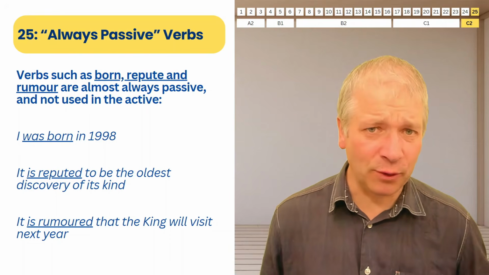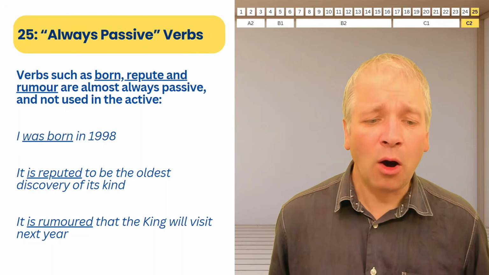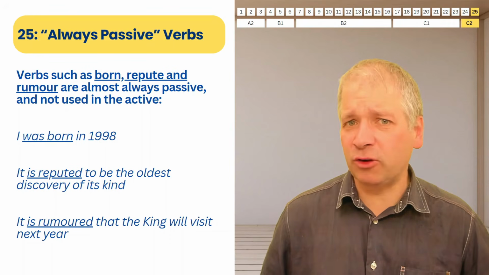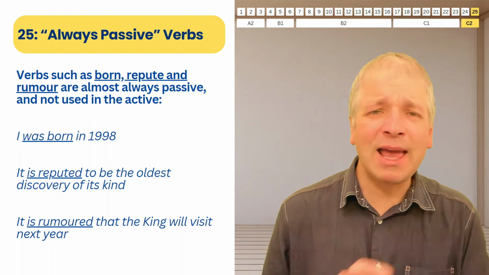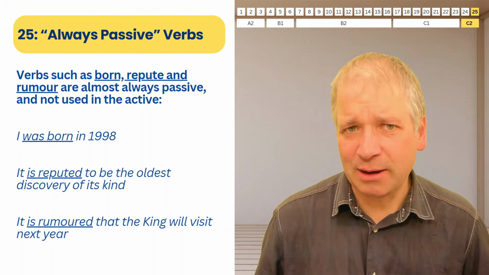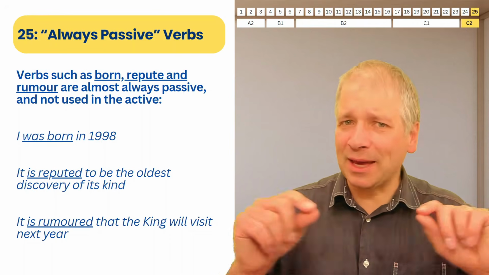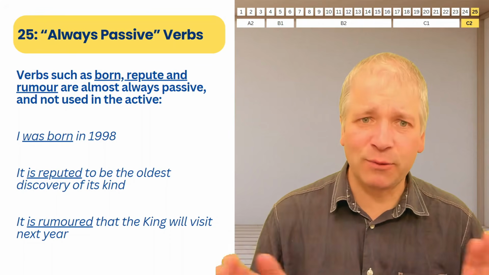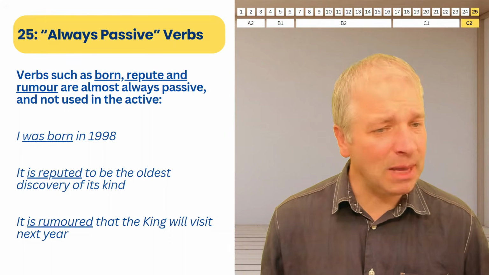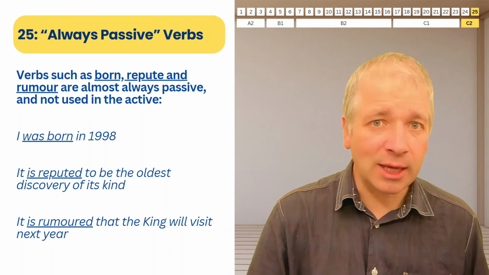Similarly with the verb repute. It is reputed to be the oldest discovery of its kind. Repute is to do with what people say about something. But you'll hardly ever see this used in an active sense. And also with rumour when it's a verb form. Rumour can be a noun, but in the verb form, it's almost always a passive structure. It is rumoured, people think in other words, that the king will visit next year.